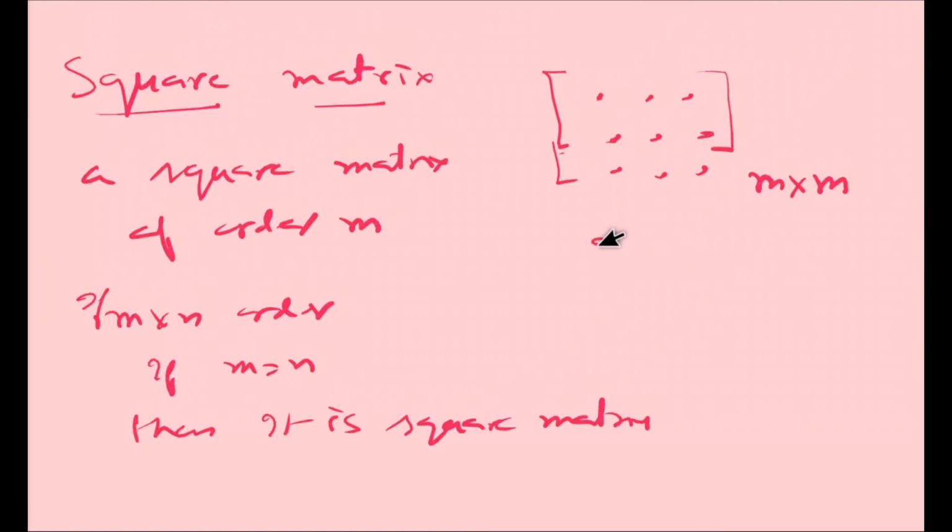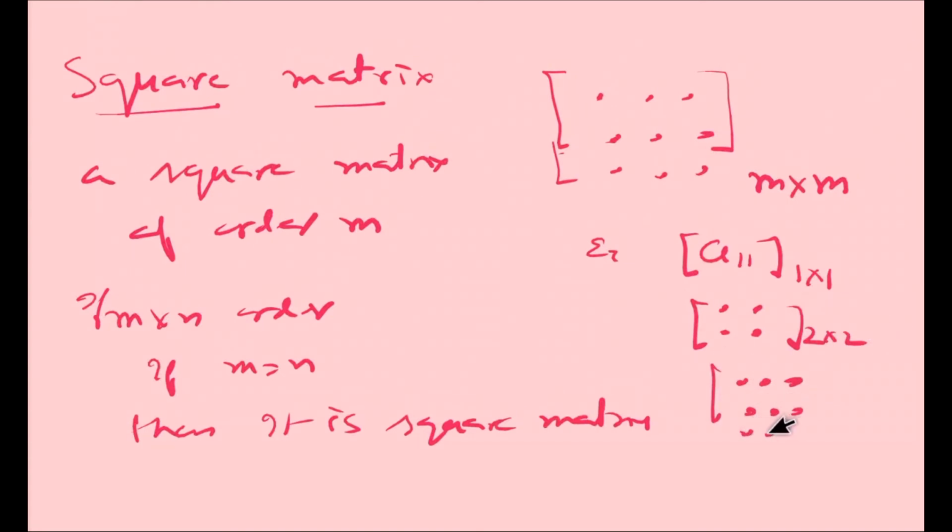Example: just a11, this is 1 into 1. Let here be 4 members, 2 into 2. Here are 9 members, the order is 3 into 3. So we can put so many values here, any values but real values. So order 1, order 2, order 3, order m.